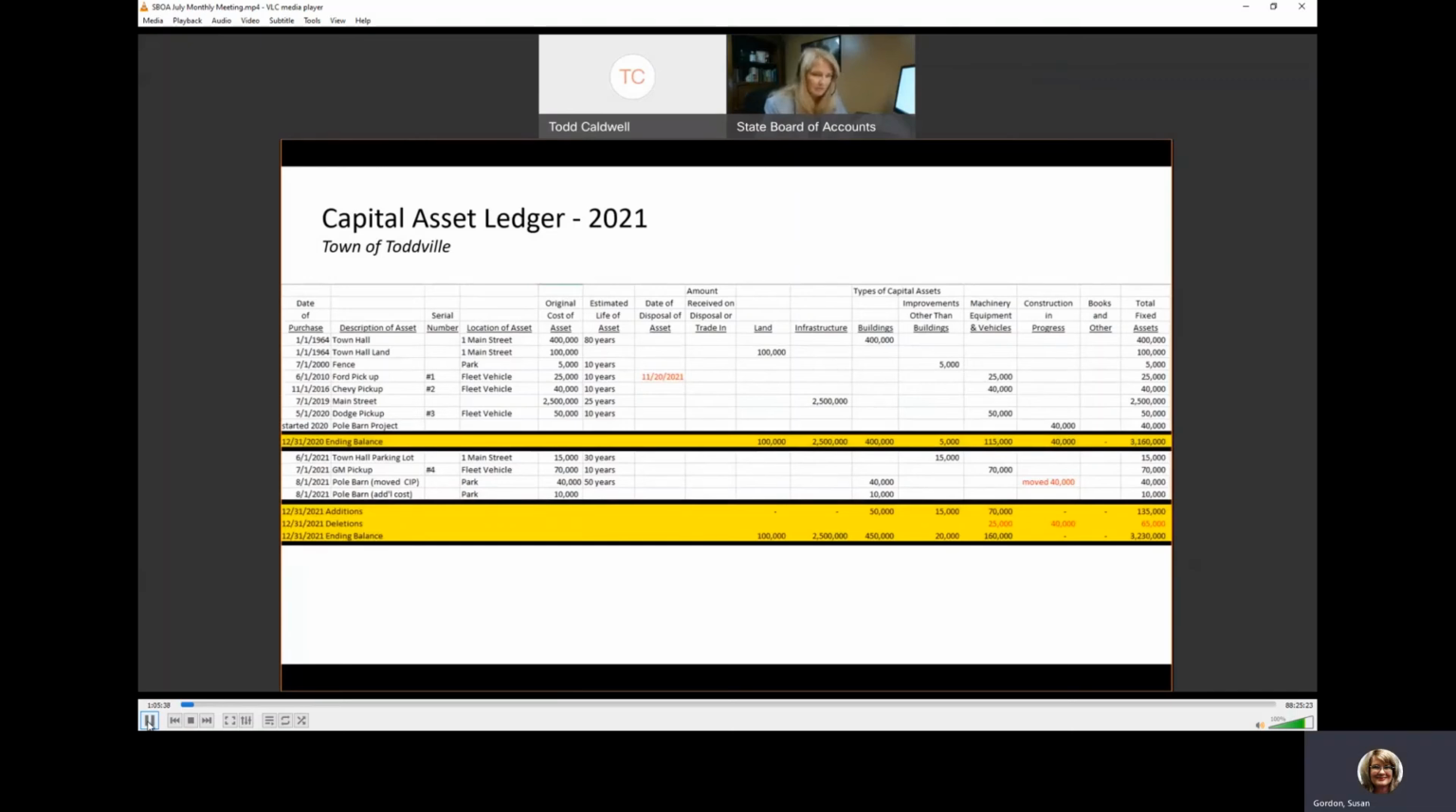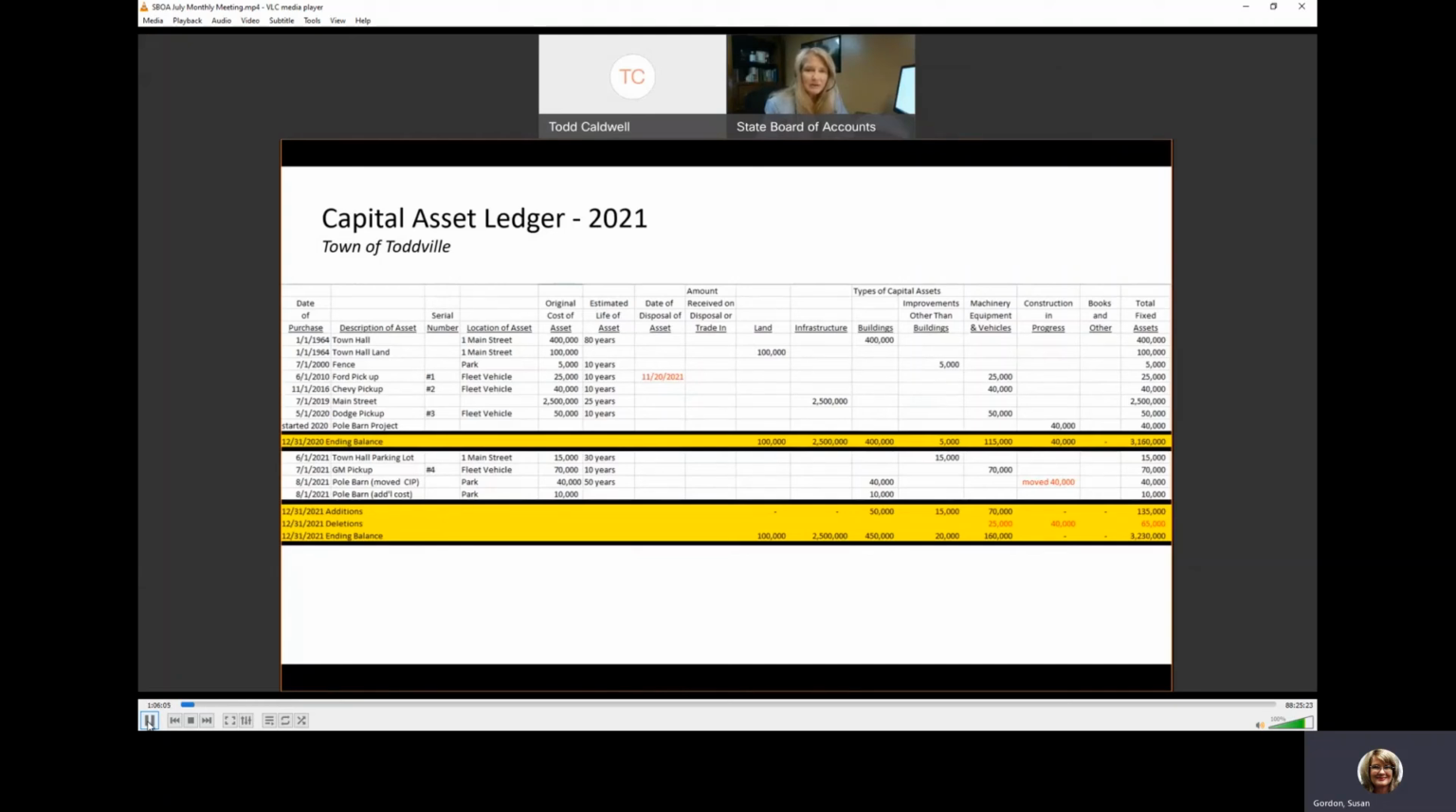Okay, next slide. On this one, we just want to show you the totals. The first yellow highlighted line was the total from the end of 2020. And then in the next three highlighted lines, we had our additions for the year, which just added up in each category. You can see for buildings, we added $50,000 this year.